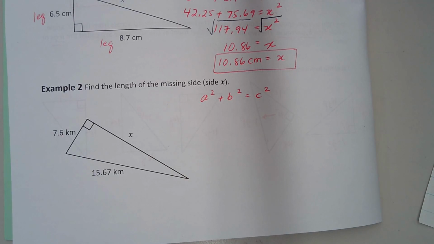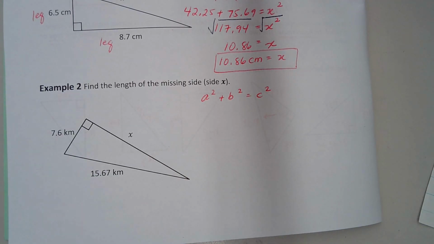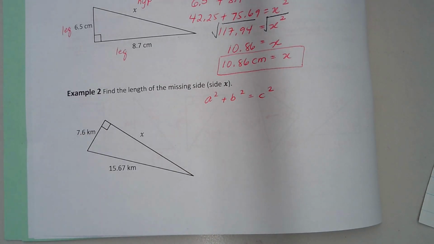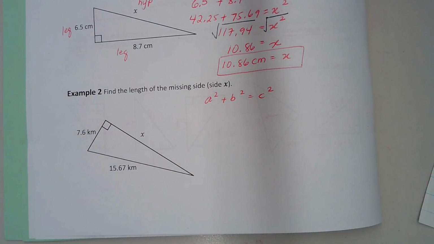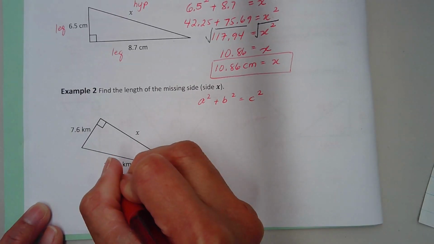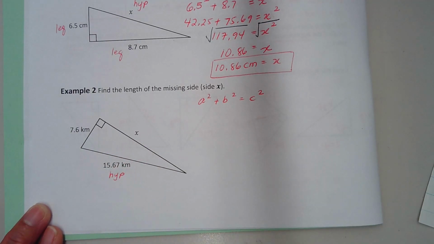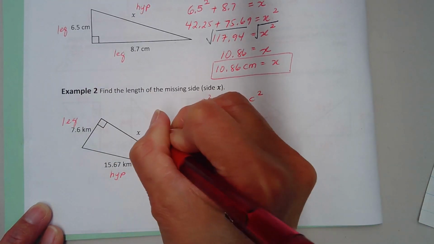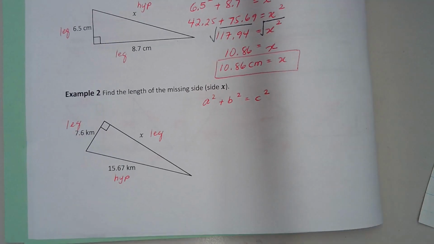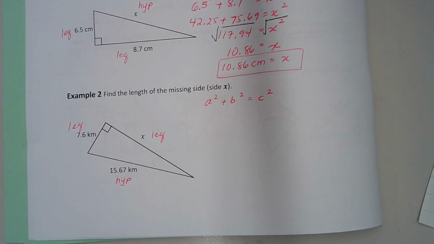Now, the next thing that we've got to do, I don't want to leave anybody behind. This is something new to you. I want you to feel that you understand this. Let's label the sides. Which one's the hypotenuse? Which ones are the legs? 15.67 is the hypotenuse, so that means this is the leg, this is the leg. Now, substitute the values. You have the formula, substitute the values.